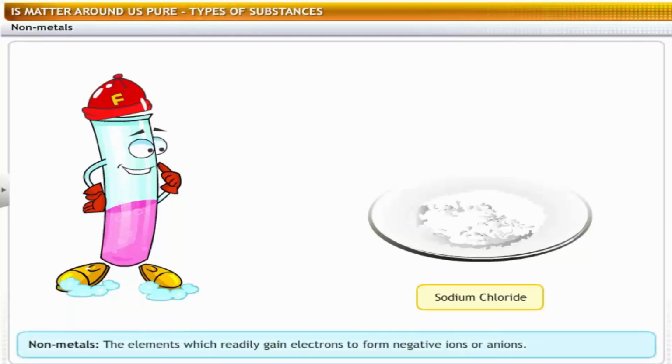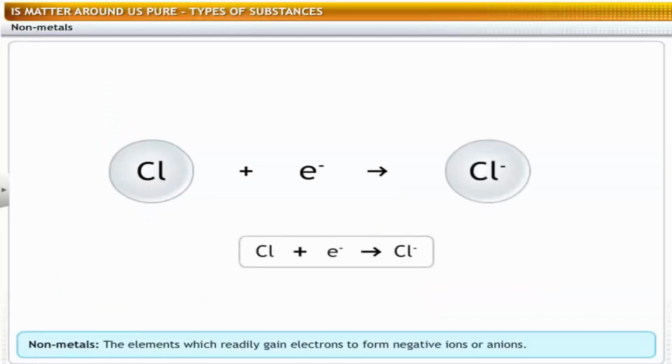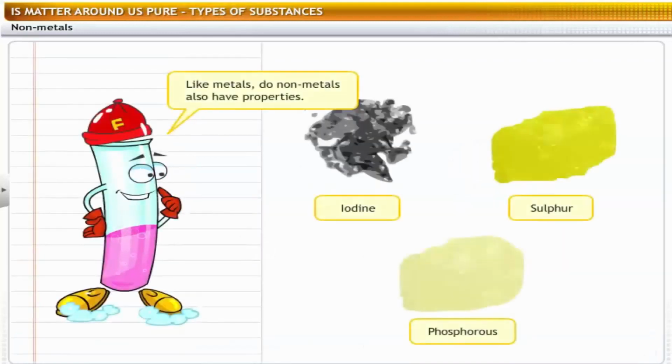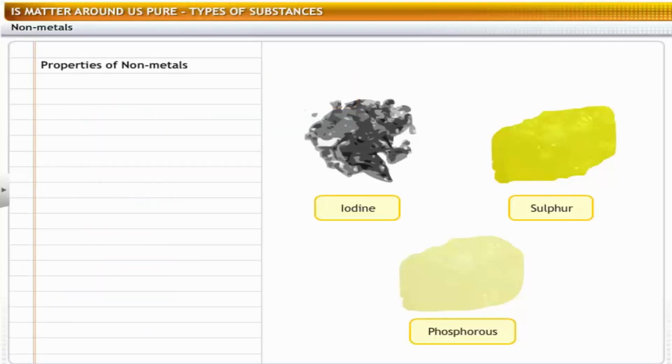Let me tell you about nonmetals. They are the elements which readily gain electrons to form negative ions or anions. For example, chlorine accepts electrons from a metal like sodium and forms a negatively charged chloride anion. Like metals, do nonmetals also have properties? Yes, of course. Let's look at some of the properties of nonmetals.